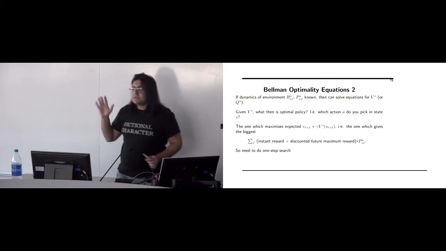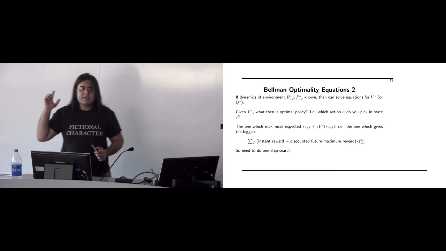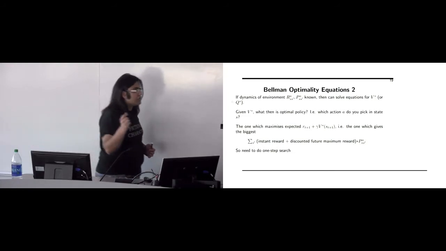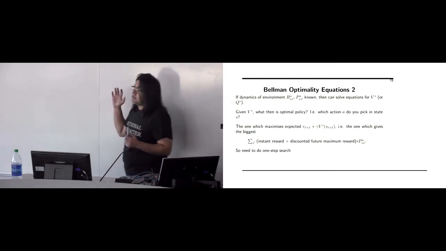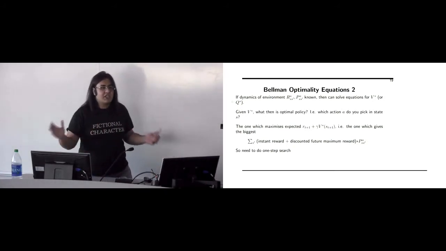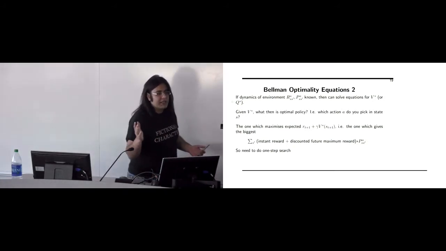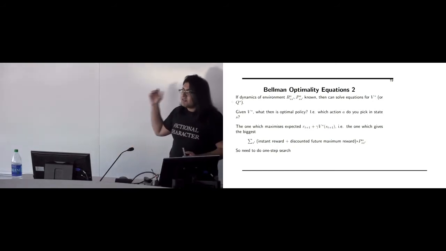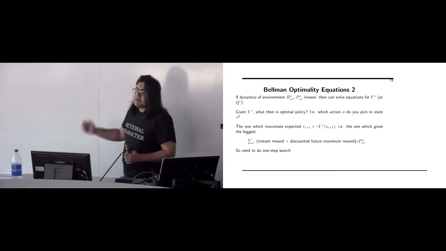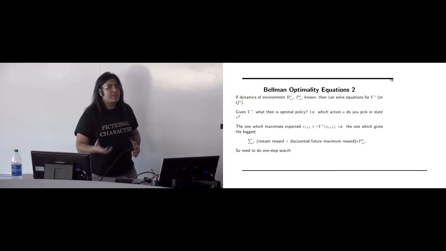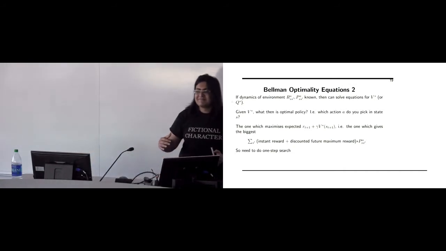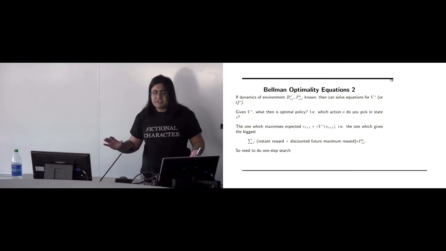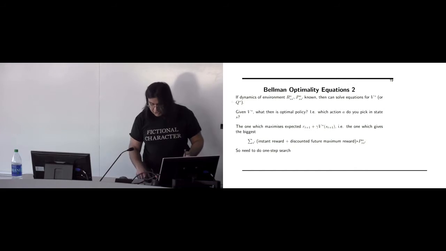So what have you learned? We've learned that if we can create a recursive formulation for either Q star or V star, we are able to solve it using some magic called dynamic programming. When we've solved it for Q star or V star, we can simply find the optimal policy by doing a one-step search. Are we all okay with this so far? Good.